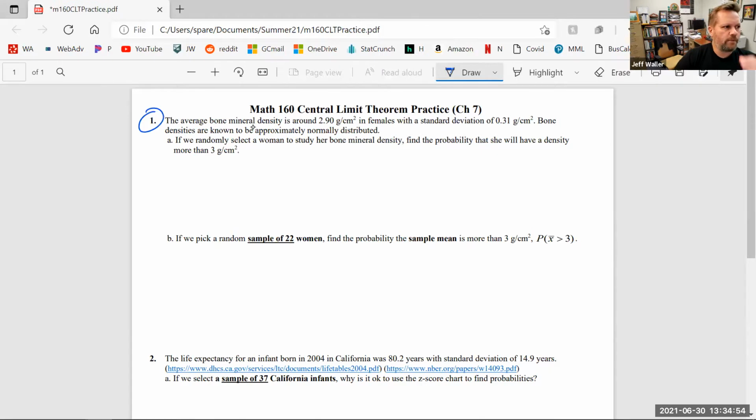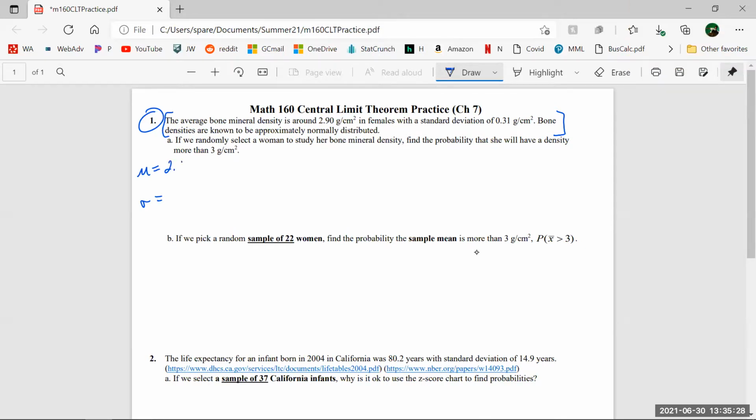So look at this problem. There's not much build up here, correct? There are just 2 sentences. What are the most important things that you see in the situation here? The average and the standard deviation. Good. So we know the mean and the standard deviation. What are those? 2.9 and 0.31.